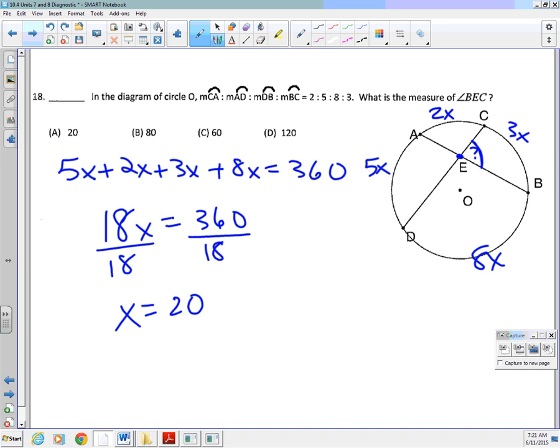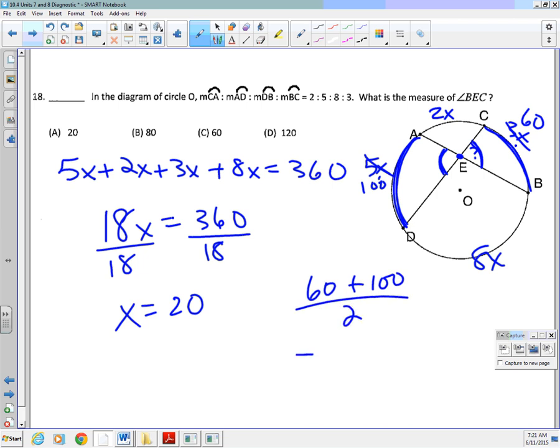BEC is a floating or inside angle. That means it and the vertical angle are the average of the 2 arcs that they face. My analogy is you're summertime, you're hot, you're in the pool, you're happy. You're going to add the 2 arcs because you're in a positive mood. So 3 times 20 is 60. 5 times 20 is 100. So I'm going to take 60 plus 100 and divide by 2. So I'm going to get 160 divided by 2. It's the worst 6 I've written in my life here. Hold on. 160 divided by 2, and that's 80. And that's choice D.